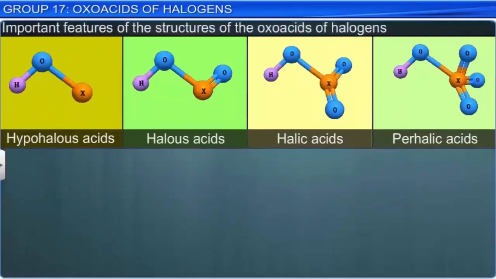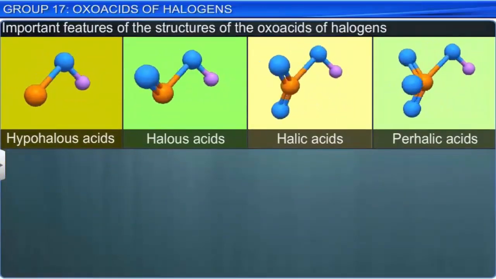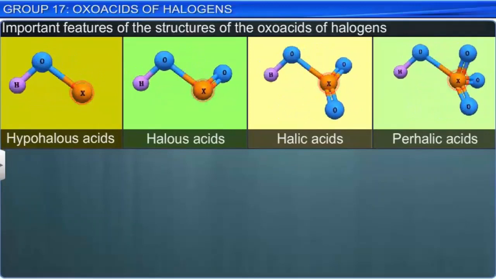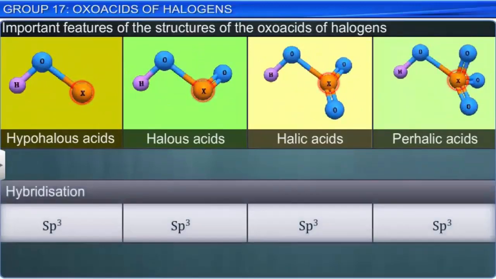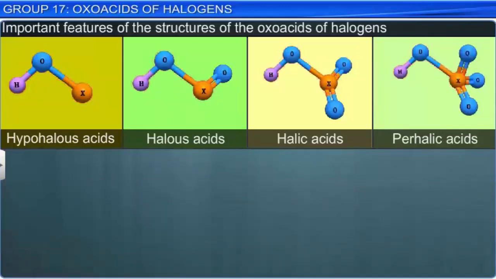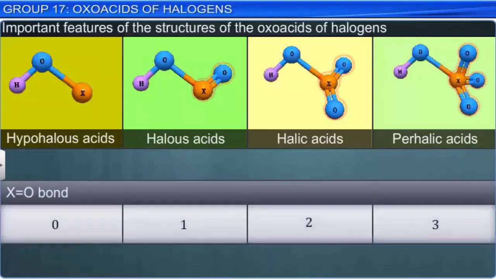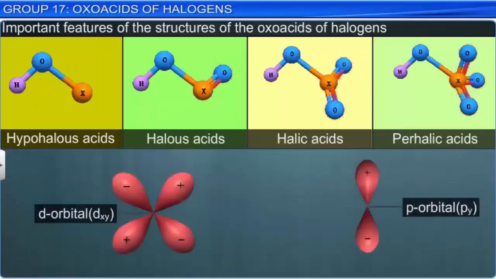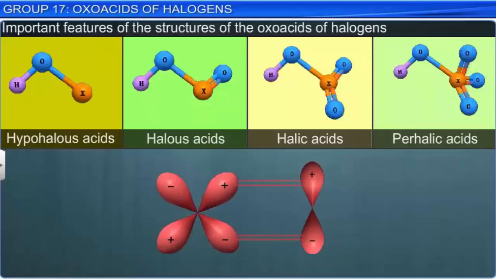In all of these oxo acids, the central halogen atom is sp3 hybridized. One X-OH bond is essentially present in every oxo acid. In most of these oxo acids, X=O double bonds are present. The double bond present in an oxo acid between the central halogen atom and oxygen is d-pi, p-pi in nature.